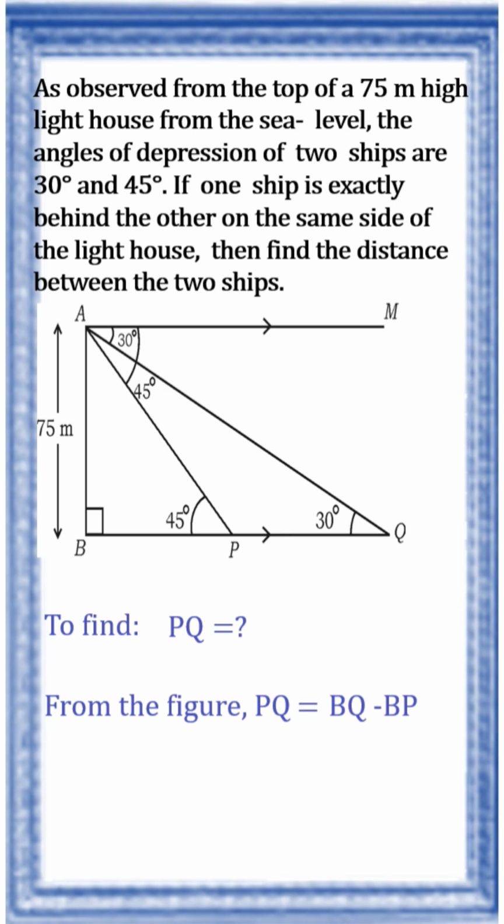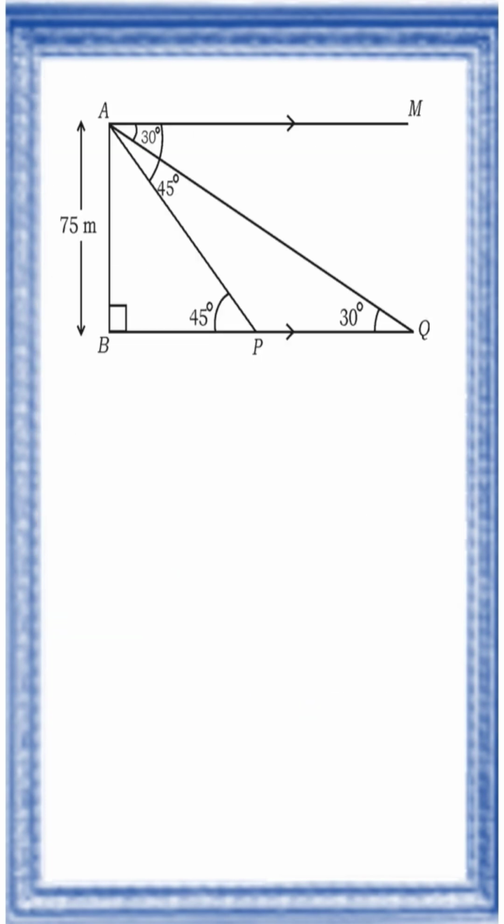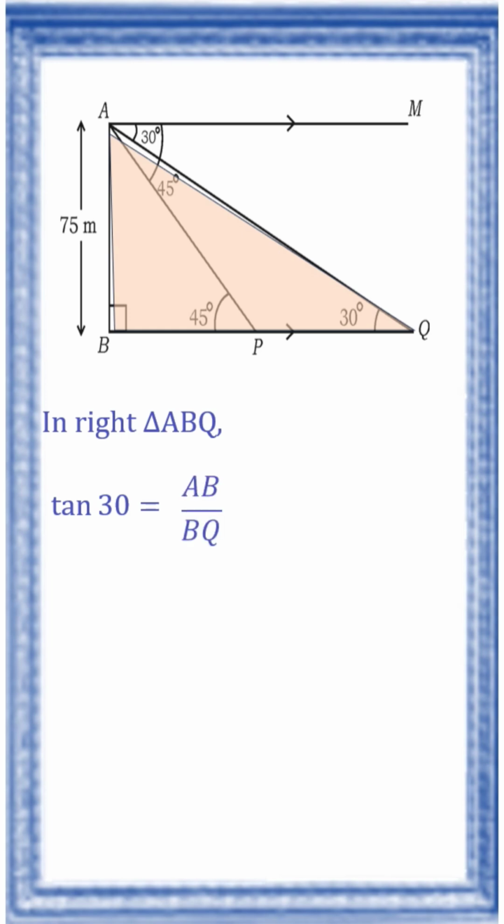Observe the figure. In right triangle ABQ, we can find what? Tan 30 is equal to opposite by adjacent, that is equal to AB by BQ. TOA. Tan 30 is 1 by root 3. AB we have been given, what is it? 75 by BQ. So BQ is equal to 75 root 3 meter.